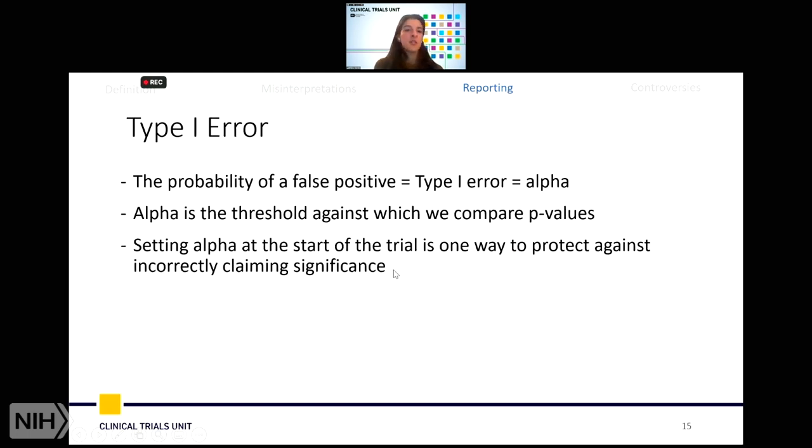So also with reporting and in talking about your statistical plan, obviously type 1 error is going to be important here. This is the level at which we make those binary decisions of statistically significant and not statistically significant. And again, type 1 error is the probability of making a false positive claim, so claiming you have a significant result when you do not. The alpha level is hopefully set at the start of the trial, set a priori, and this is thought to be one way out of many, I suppose, to protect against incorrectly claiming significance.